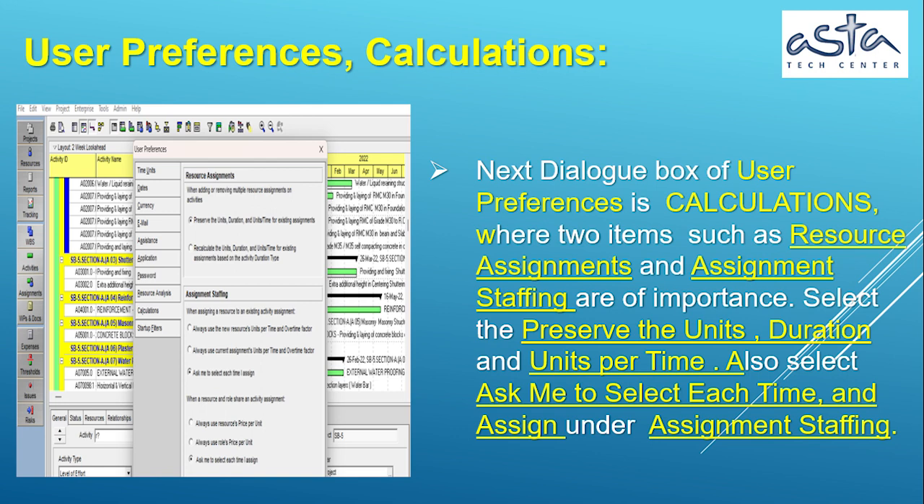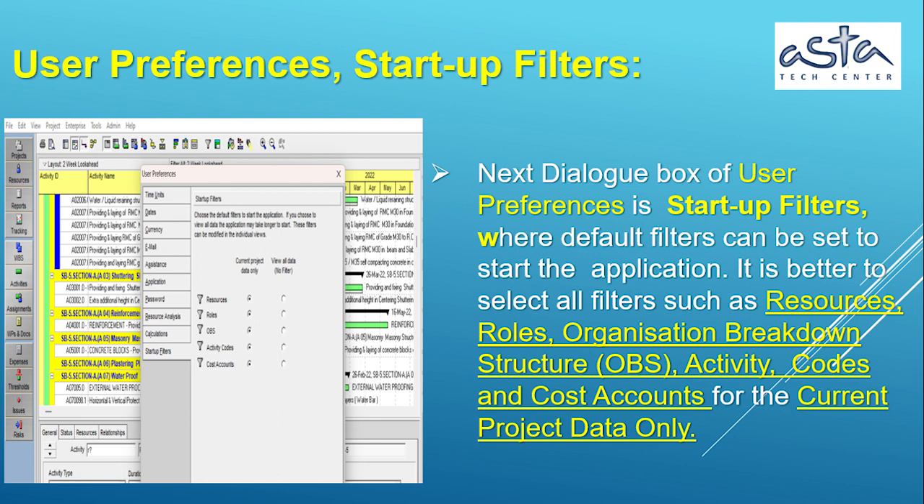User Preferences, Startup Filters. The next dialog box of User Preferences is Startup Filters, where default filters can be set to start the application. It is better to select all filters such as Resources, Roles, Organization Breakdown Structure, OBS, Activity Codes, and Cost Accounts for the current project data only.